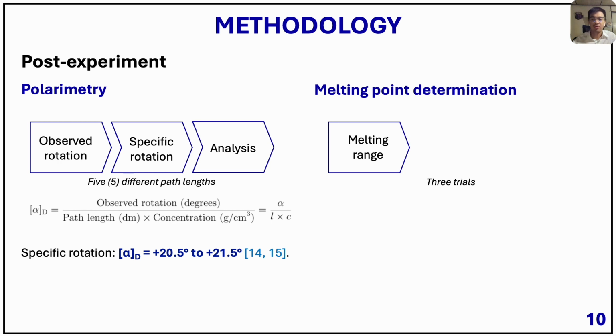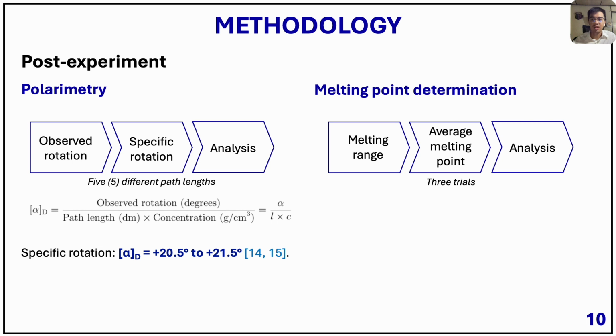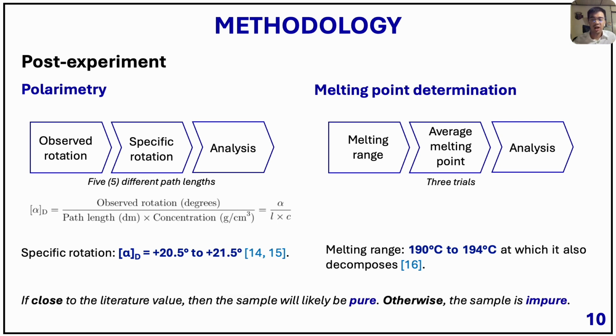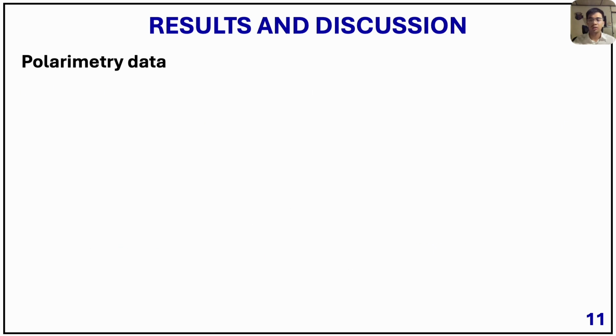On the other hand, from the melting range as recorded from 3 trials, the average melting point was calculated using the minimum and maximum values of the melting temperature range. Then, this was compared to the theoretical melting values. Note that ascorbic acid has a melting range of 190 to 194 degrees Celsius at which it also decomposes. If the values are close to the theoretical ones, we will conclude that the sample will likely be pure, otherwise it is impure. Now we proceed with the results of our experimentation.